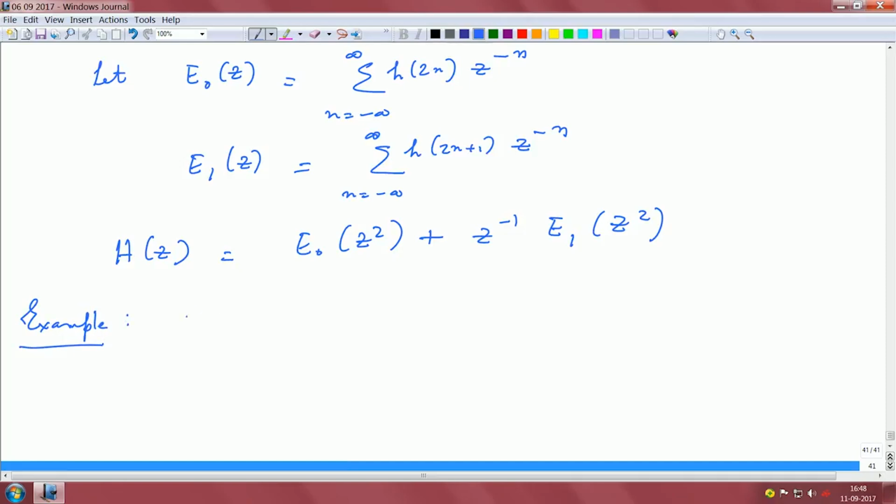To make it more clear, suppose h of z is 1 plus 2 z power minus 1 plus 3 z power minus 2 plus 4 z power minus 3, right. You first group the terms.